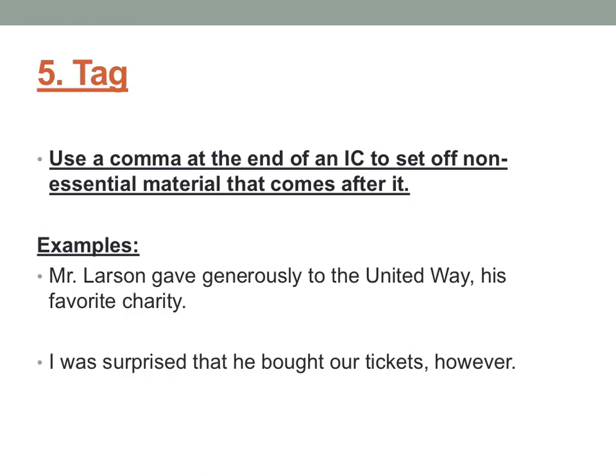The next comma rule is a tag. This is very similar to an introductory phrase, the first comma rule that we learned, except it's at the end of the sentence. So you just sort of tag on some extra information at the end. Again, a tag is never a complete sentence, and it's always at the end of the sentence. So here, Mr. Larson gave generously to United Way, his favorite charity. His favorite charity is the tag. I was surprised that he bought our tickets. However is not only a transitional word, but it's also a tag in this sense.